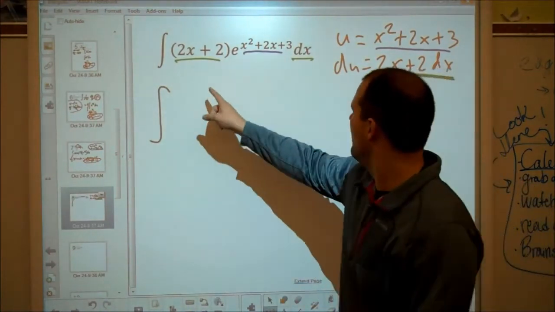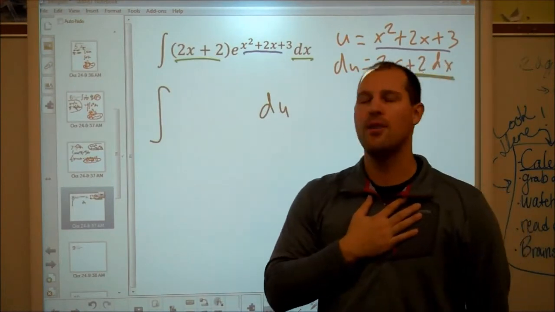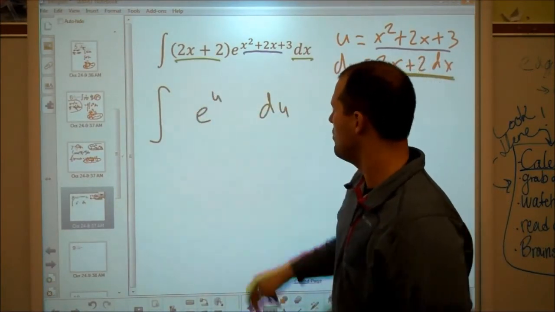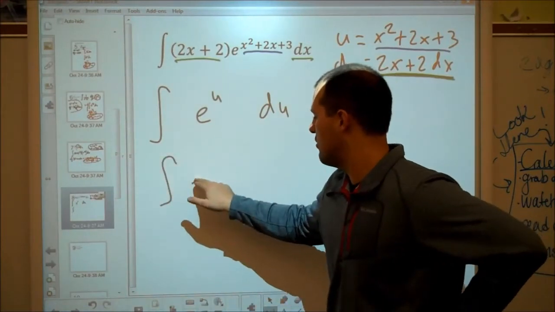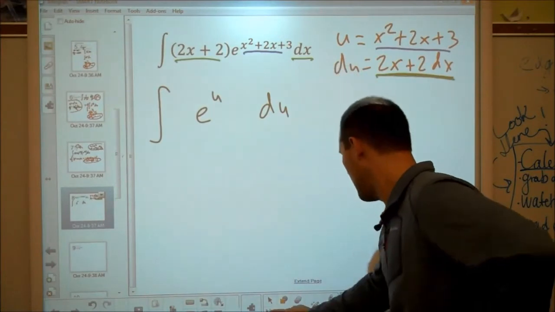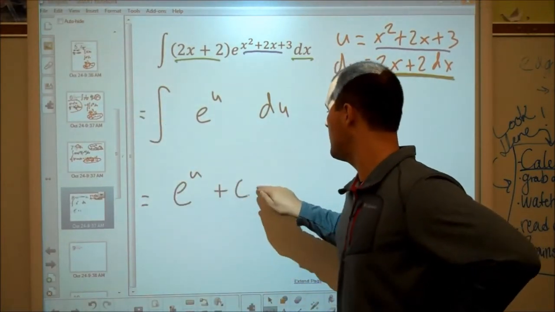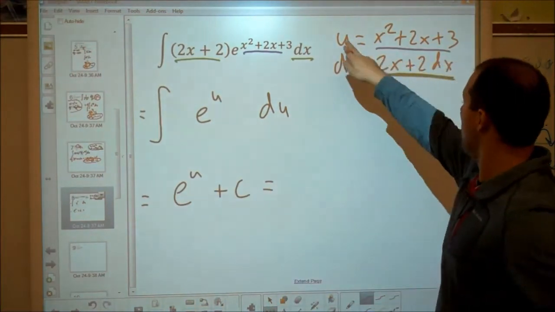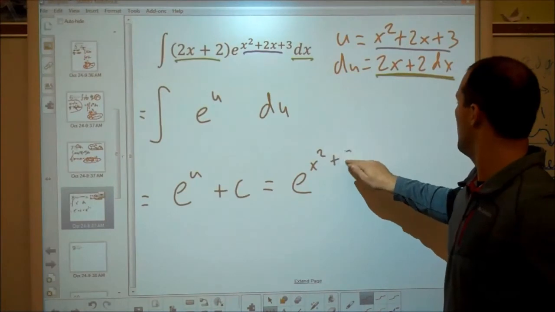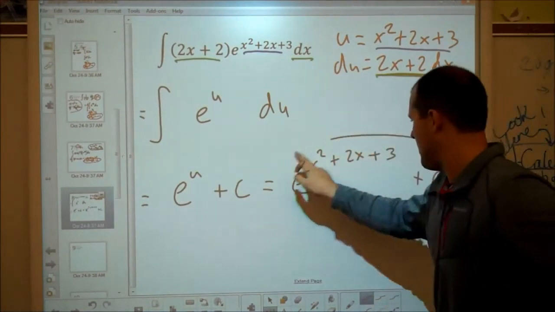Okay, so let's fill it in. So instead of 2x plus 2 dx, I just get du. Oh, that is so nice. All that stuff went away. And then we've got an e to the u. How do you integrate e to the u? It's its own derivative. So what we get then is e to the u plus c, plug our x back in, or our u back in, excuse me, and so we get e to the x squared plus 2x plus 3 plus c. Okay, and that's our solution.